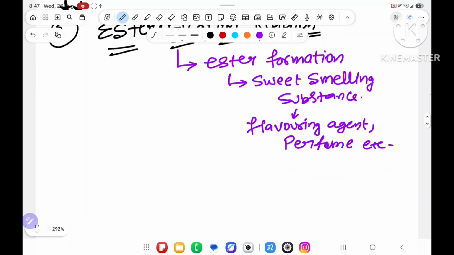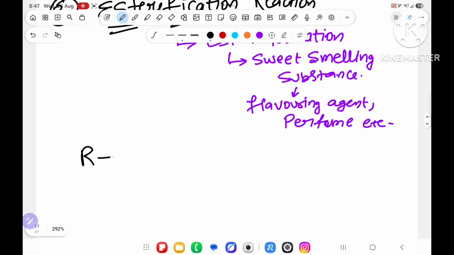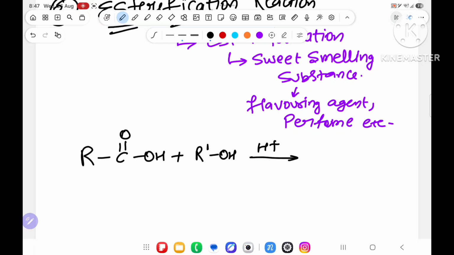So what do we have to take? We have to take acid, R-C double bond O-H, in presence of R-OH, and in acidic medium H+. What will happen? Sir, this will give OH and this will give H. Sir, this is alcohol, this is acid. Acid is giving H plus, alcohol is giving OH. You are saying the opposite, yes. So this reaction is very important.